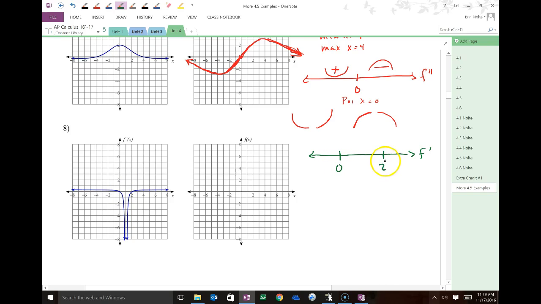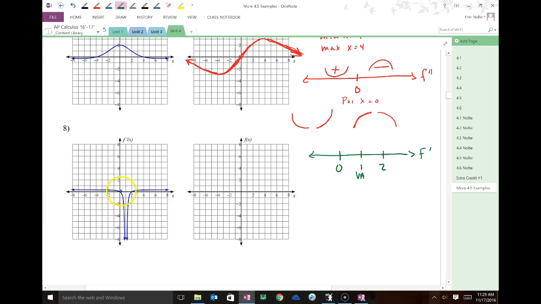The other thing I notice is that it looks like there is a vertical asymptote at 1. So that's going to be a critical value. I'm going to say vertical asymptote at 1. You see how that slope is so incredibly steep. That's telling me there's a vertical asymptote there.